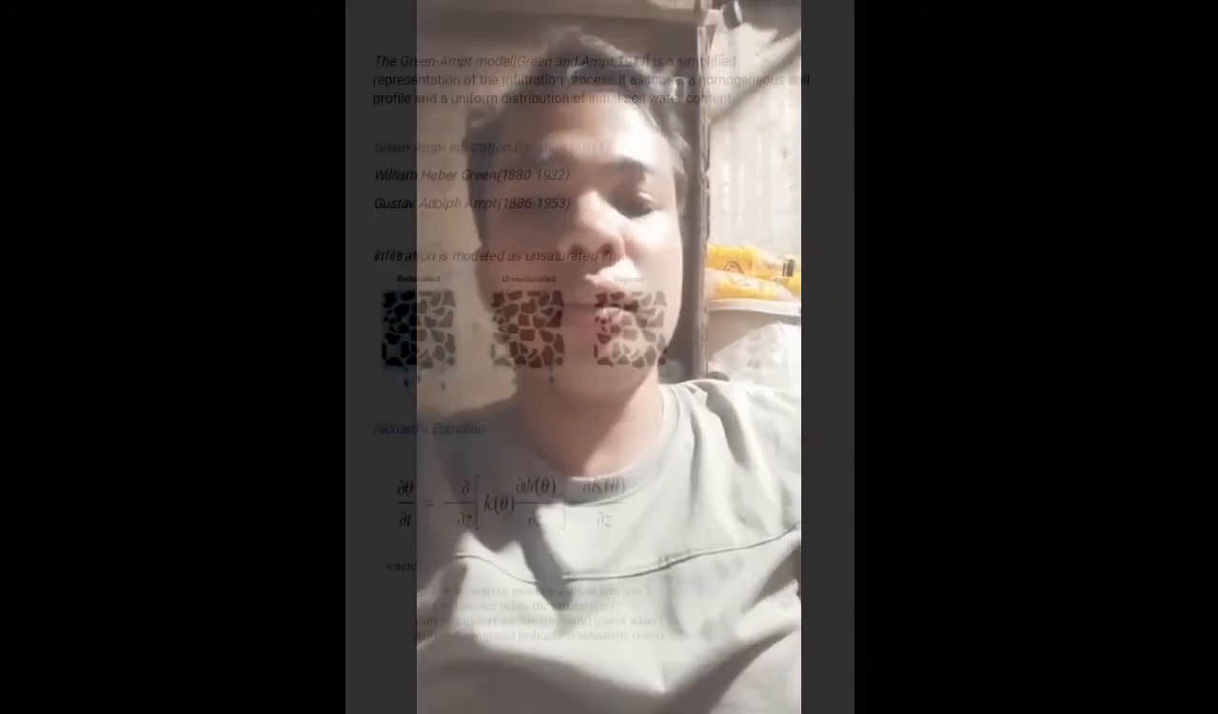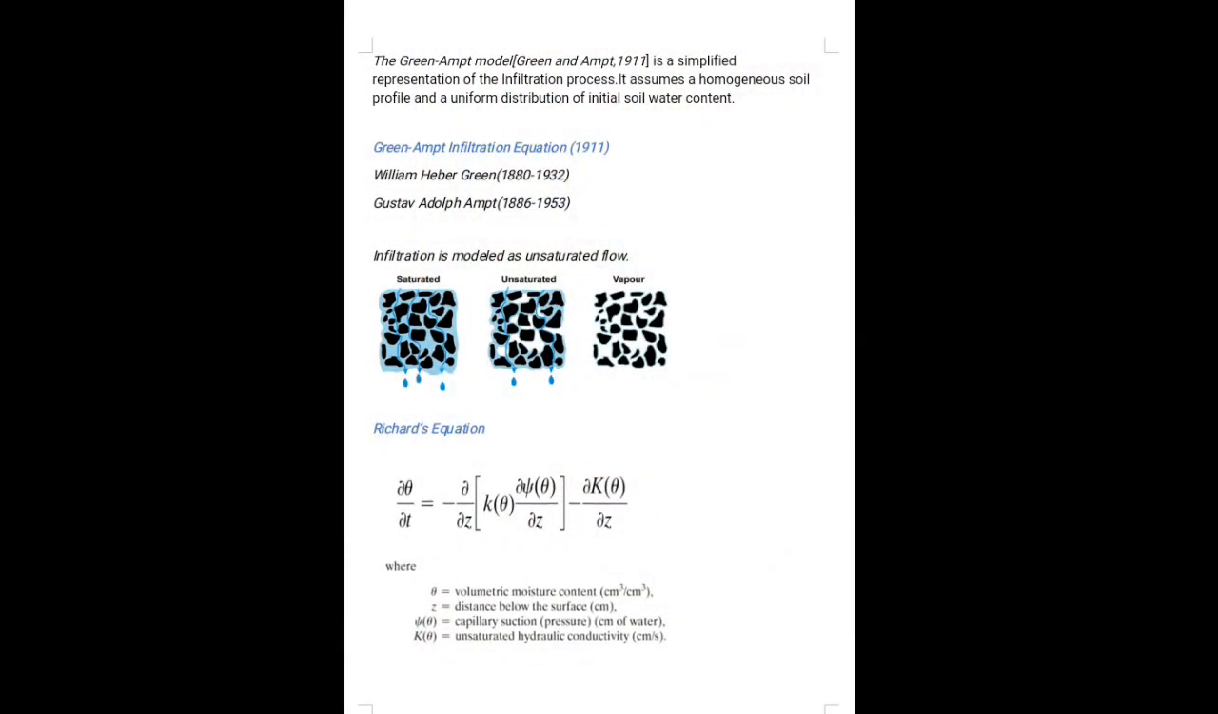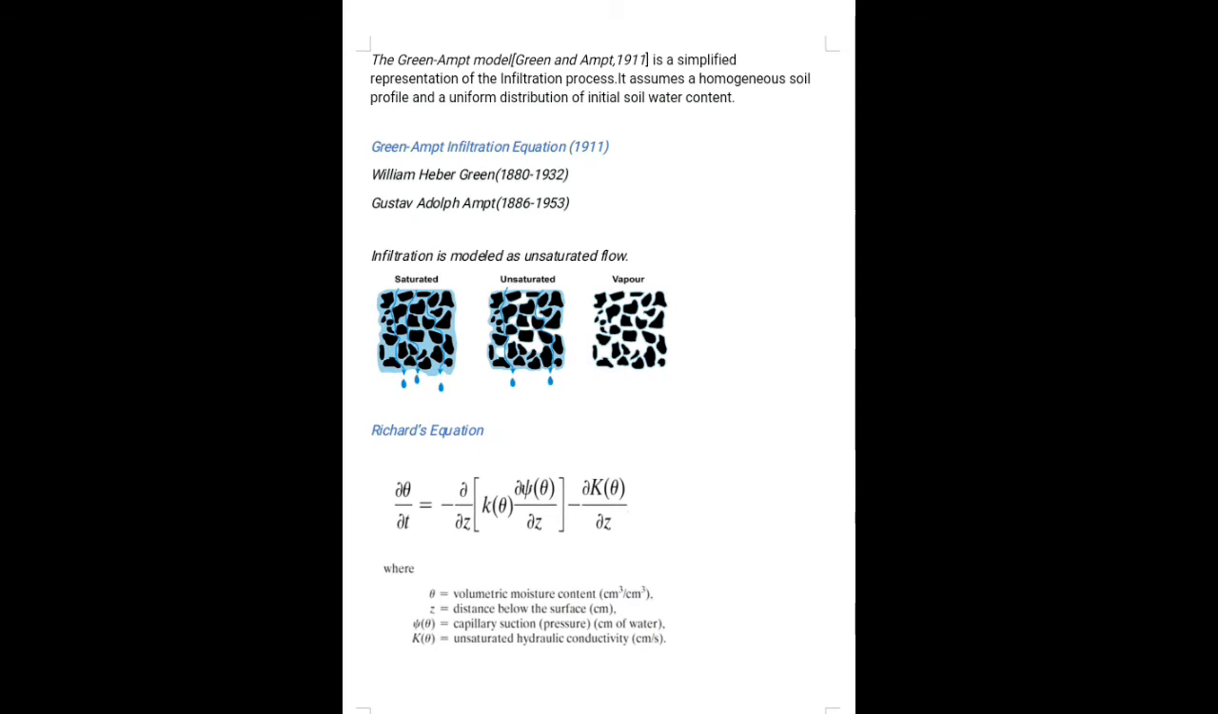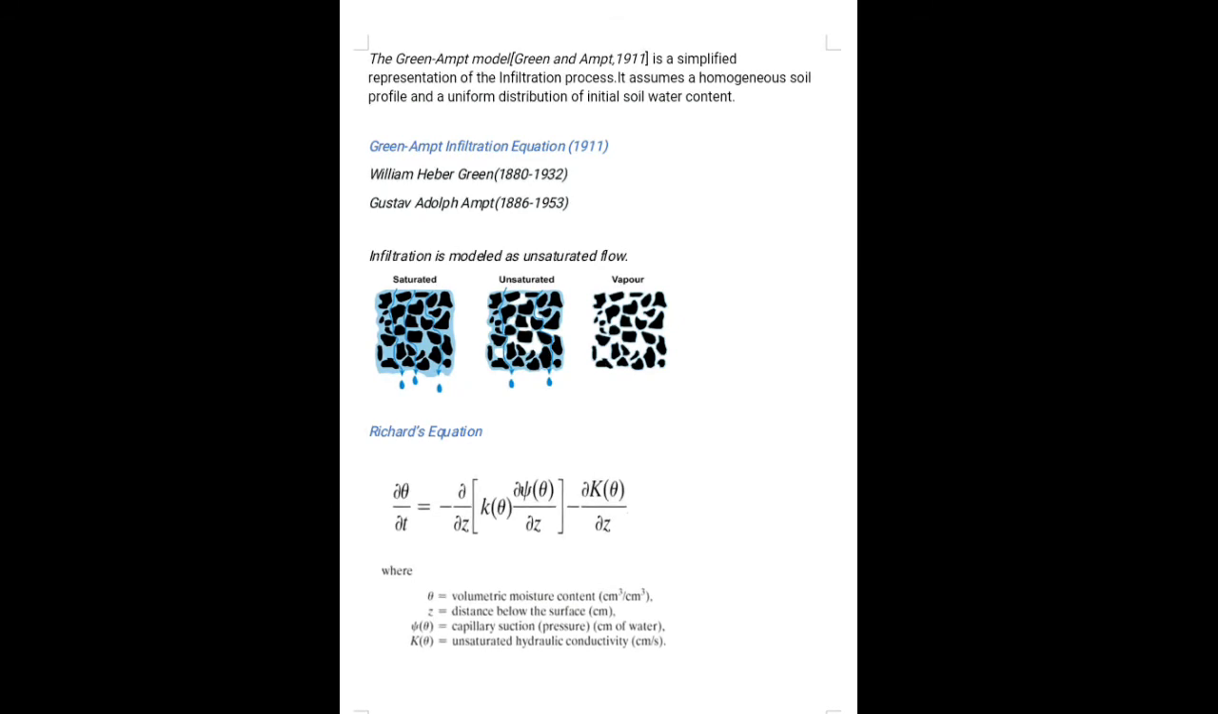Hi, my name is Green-Ampt. I am the first presenter of the Green-Ampt model, and I'm going to explain the Green-Ampt method in analyzing infiltration. The Green-Ampt model is a simplified representation of the infiltration process. It assumes a homogeneous soil profile and a uniform distribution of initial soil water content.